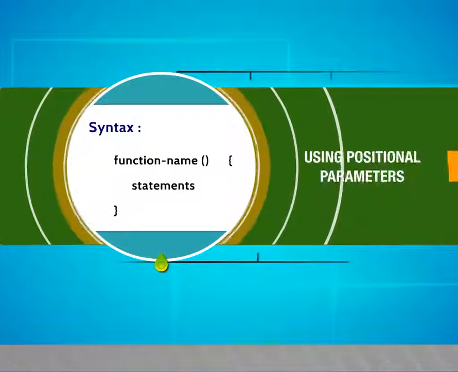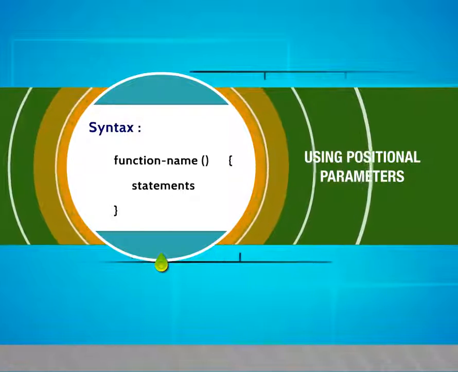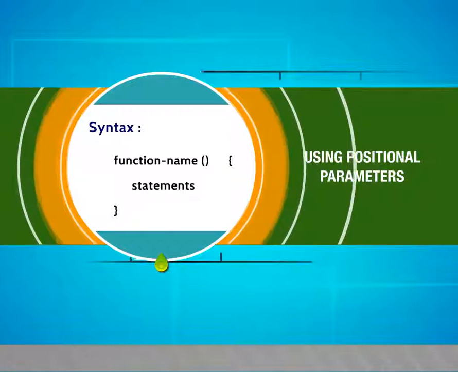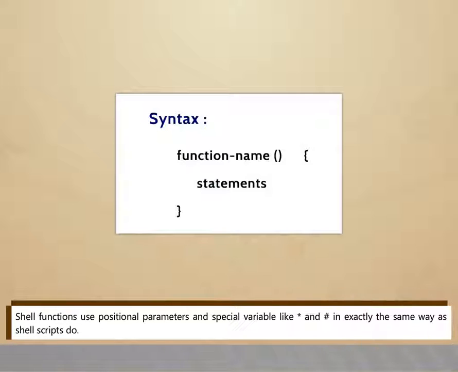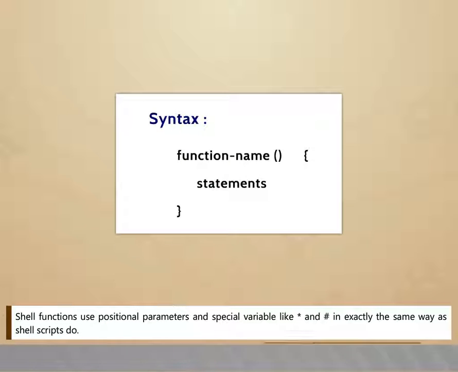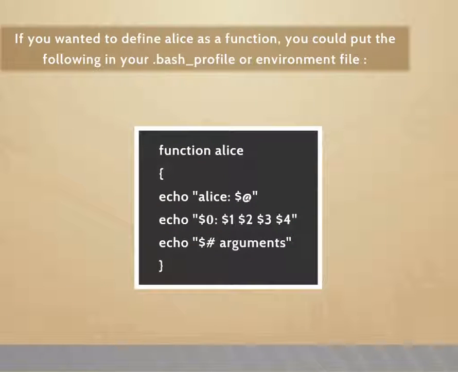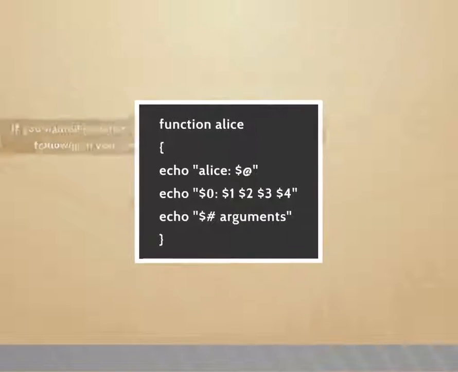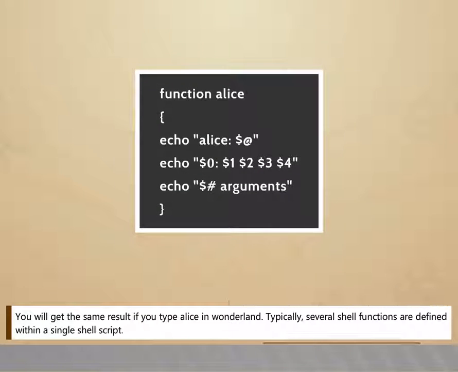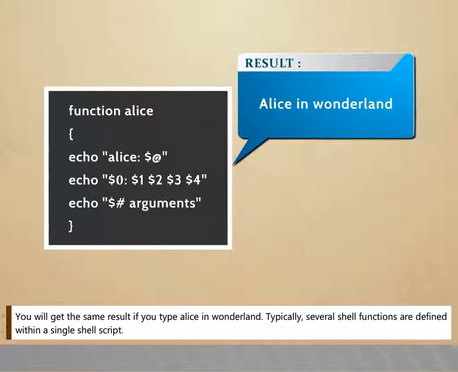Using positional parameters. In this video, we are going to see about using positional parameters. Shell functions use positional parameters and special variables like asterisk and hash in exactly the same way as shell scripts do. If you wanted to define Alice as a function, you could put the following in your .bash_profile or environment file. You will get the same result if you type Alice in Wonderland.